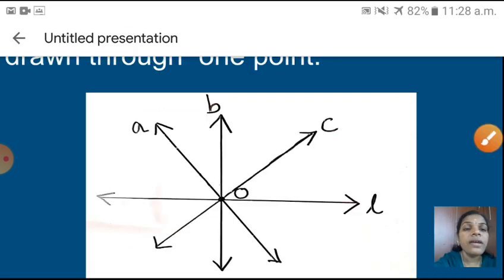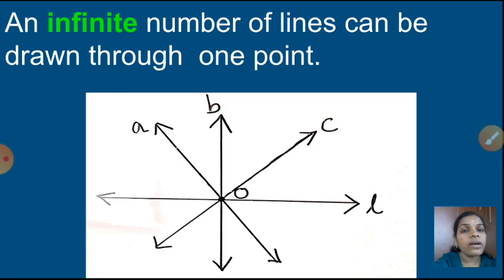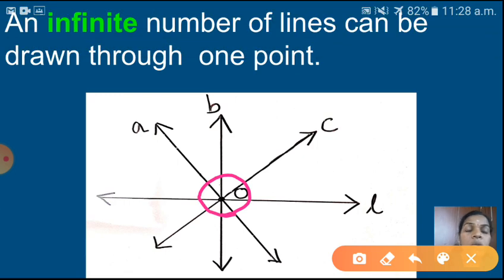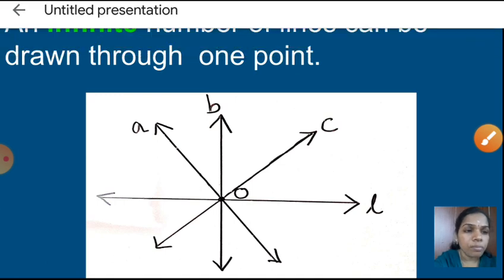Next one is this. An infinite number of lines can be drawn through one point. Here I have kept one point. Through this point, how many lines can we make? Can you give me the answer? Yes, many lines. That's why we say an infinite number of lines can be drawn through one point. Through this point I made line A, line B, line C and line L.